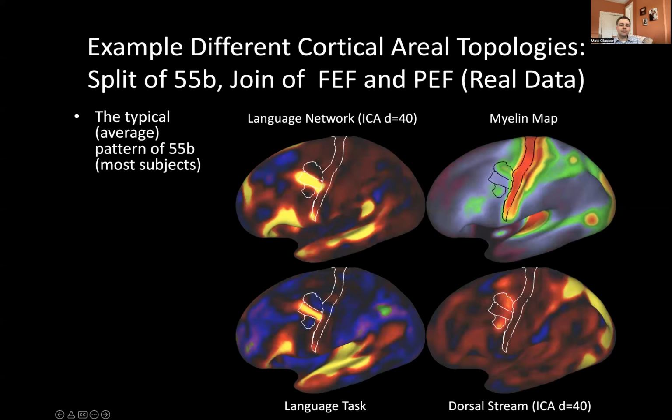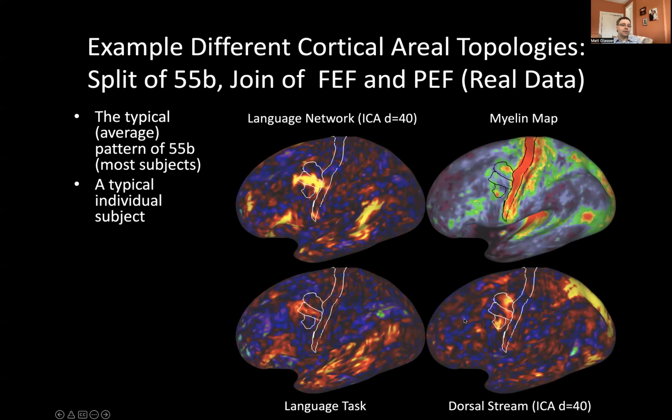So what does that look like in real data? We've got the same things as before, now adding the eye fields and motor cortex outlines. And we've replaced the sensory motor subregion with the dorsal stream visual functional network here. And we can see the eye fields have connectivity to that, but 55B does not. So here's a typical subject: language connectivity and activation, 55B, high myelin in the two eye fields but not in 55B, connectivity to the dorsal stream in the two eye fields but not 55B.